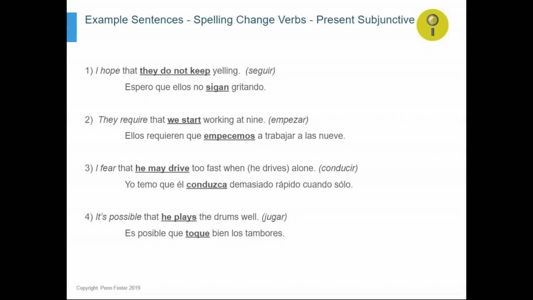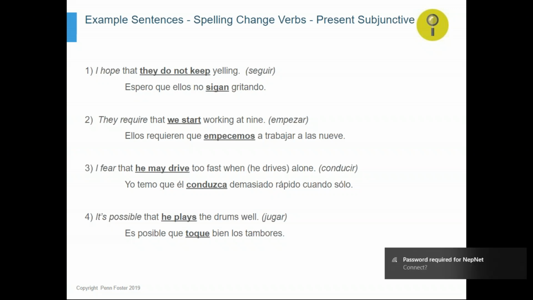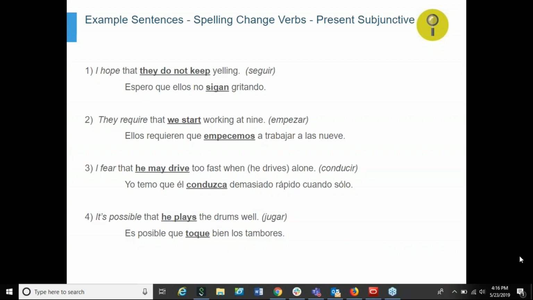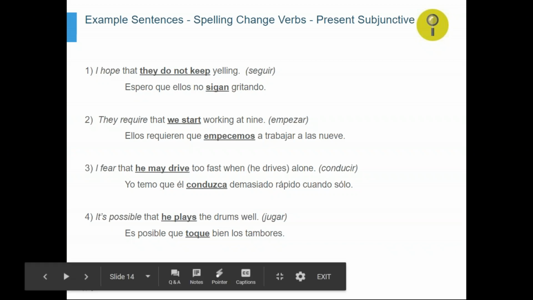And I hope that they don't keep shouting or yelling. Okay, they may very well keep yelling or shouting. Maybe they're neighbors who you can't control and not quite sure what's going to happen. All right, you're hopeful that it doesn't happen anymore, that it does stop, but it's possible that it could continue going.